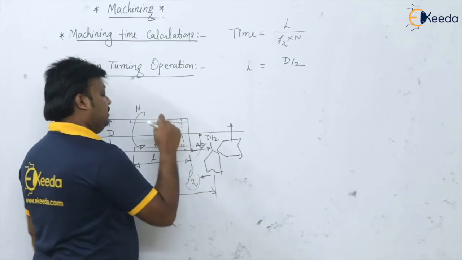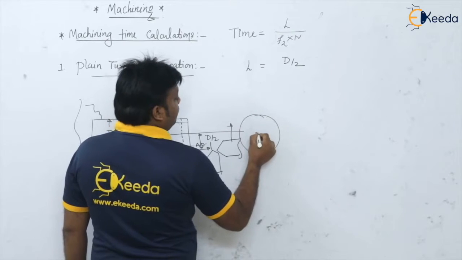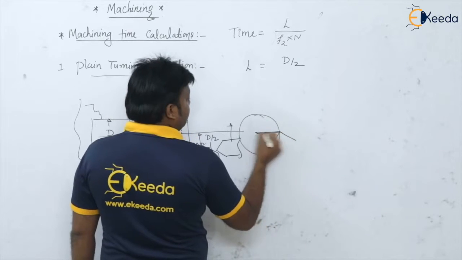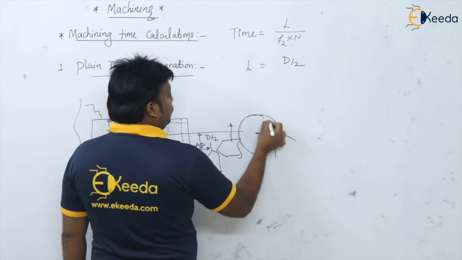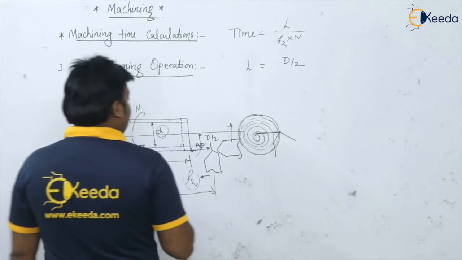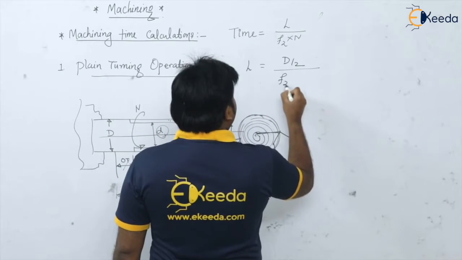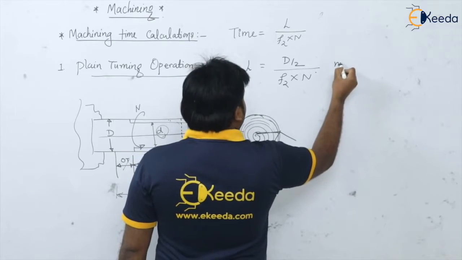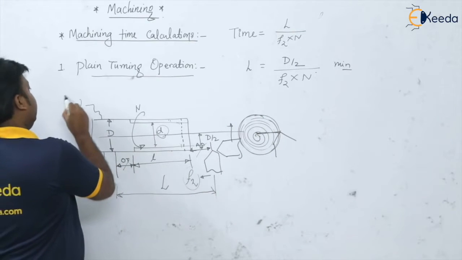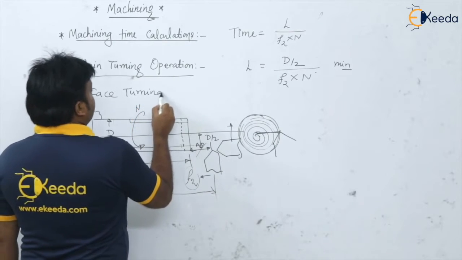If you want the approach, and only approach, over travel is not needed, we can go directly up to the center for this entire face. The tool is here, and going up to this point, the entire face gets the facing operation. So you can add the approach if given, otherwise the length is D by 2, divided by feed into N. You will get the time again in minutes. So this is the second case, the face turning operation.